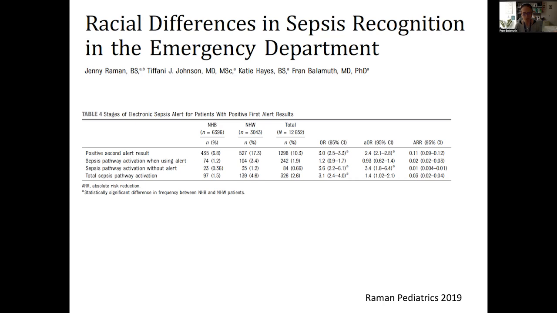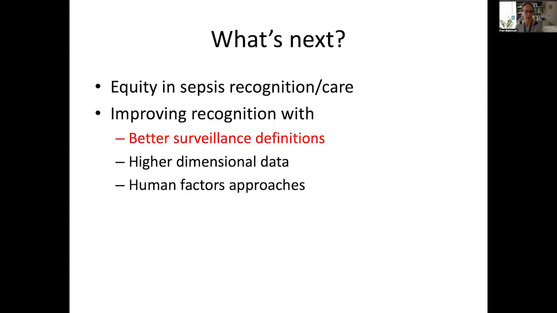One is using the sepsis alert, and the other is where physicians can say, yes, I'm worried about sepsis in this patient, but the alert didn't fire, and I'm going to treat them outside of the alert. And so we looked at those two different groups of patients to say, are there differences in performance of the tool or performance of our recognition tools by race?